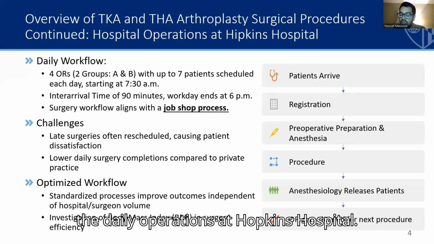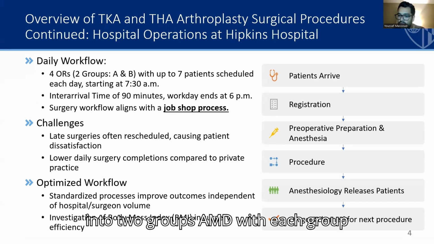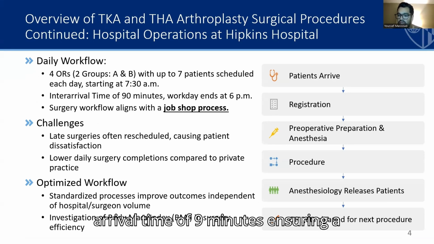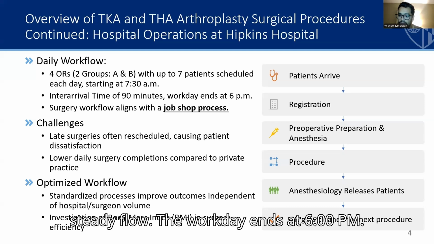Let's take a look at the daily operations at Hopkins Hospital. The hospital runs 4 operating rooms organized into 2 groups, A and B, with each group managing up to 7 surgical procedures daily. The day begins at 7:30 a.m., and surgeries are scheduled with an inter-arrival time of 9 minutes, ensuring a steady flow. The workday ends at 6 p.m.